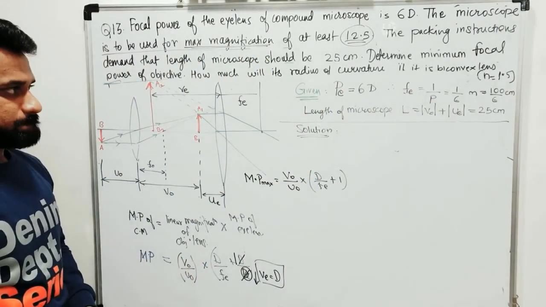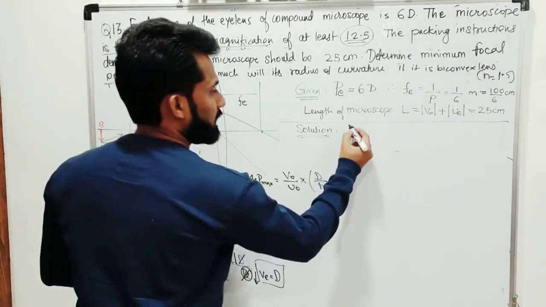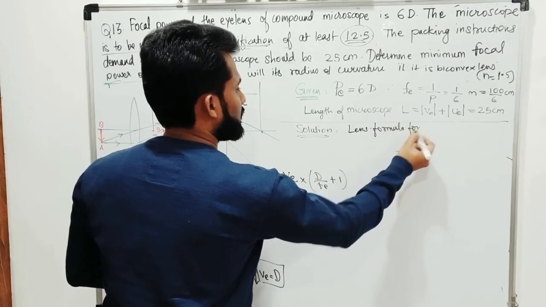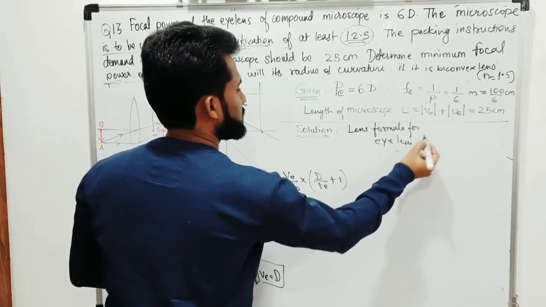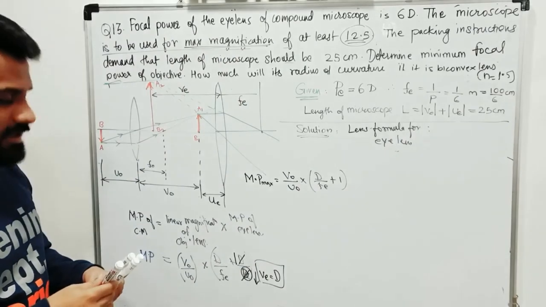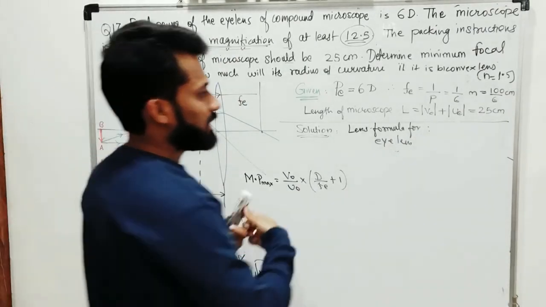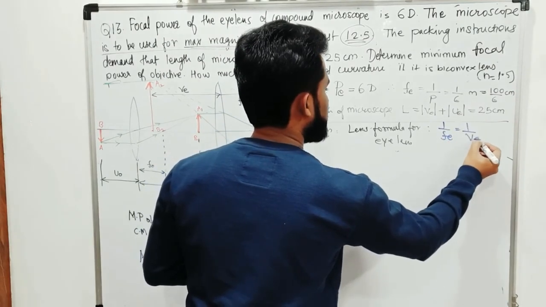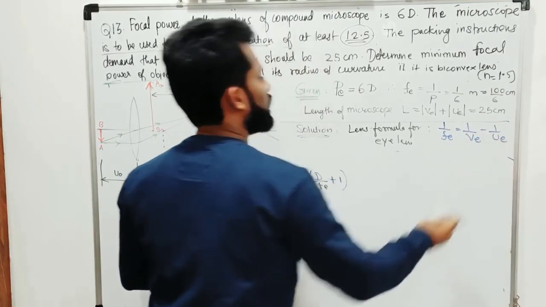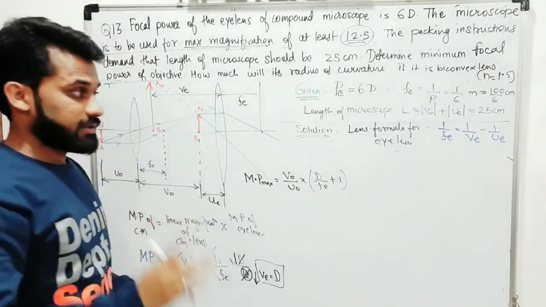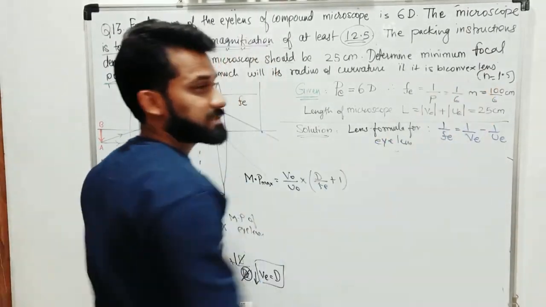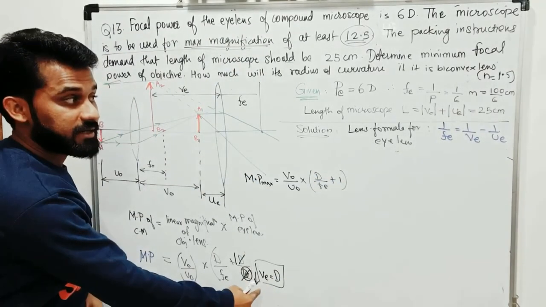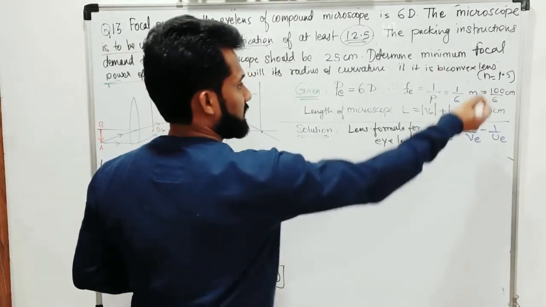So, using the lens formula for the eyepiece or eye lens, what is the lens formula? You know that the lens formula is 1 upon FE is 1 upon VE minus 1 upon UE. Out of that, we know two values. We know the focal length, it is 100 by 6 centimeters. We know VE, which is DDV, 25 centimeters. We can find UE from this. Let us put the values.